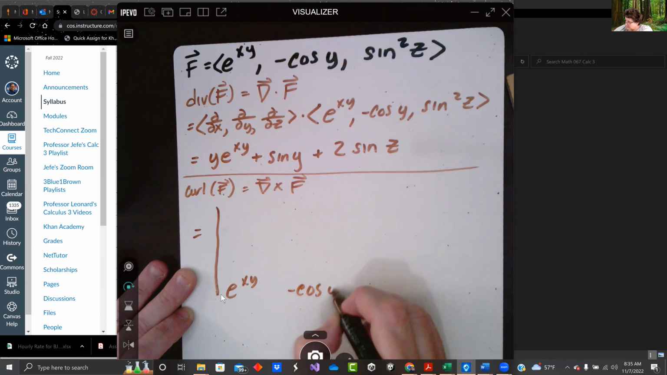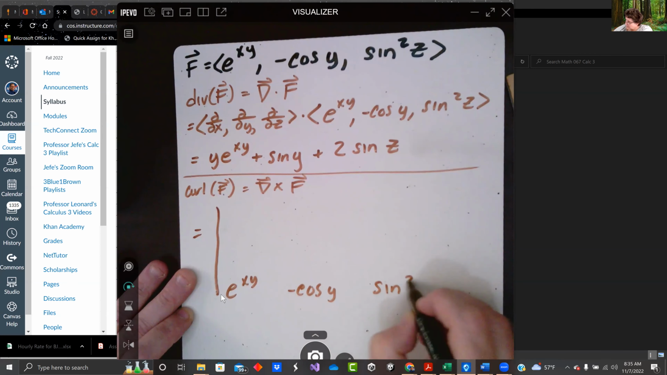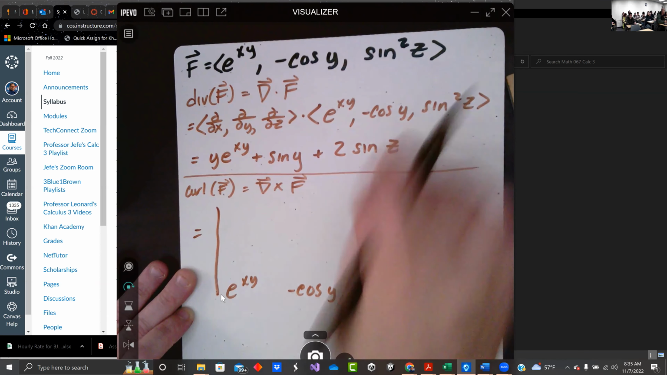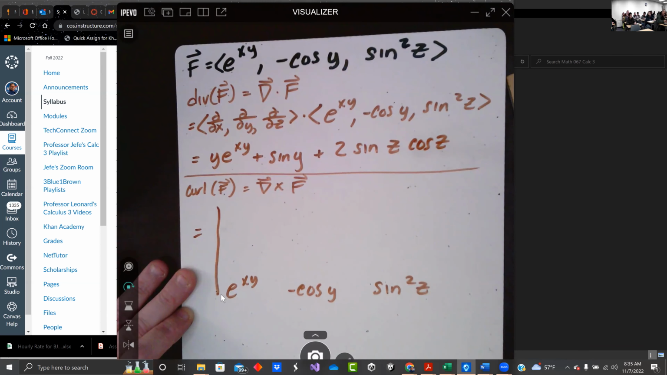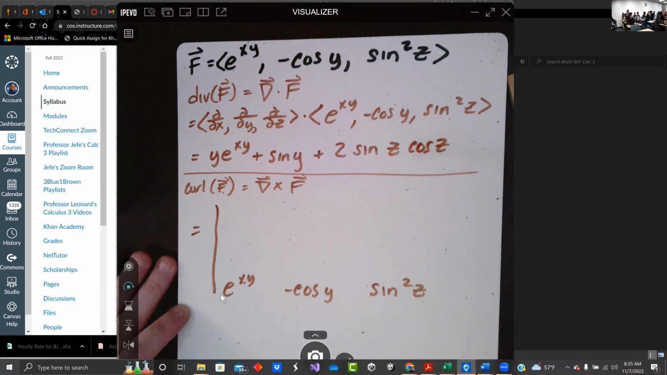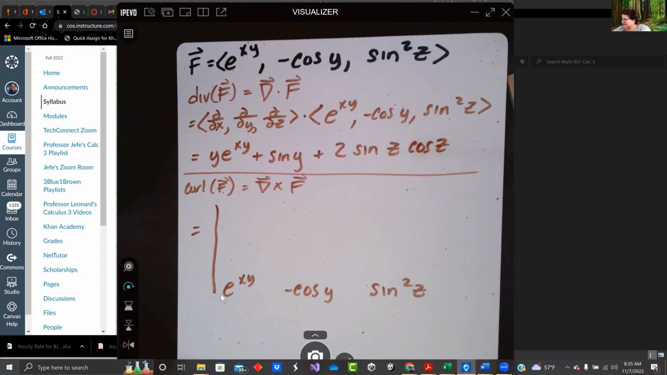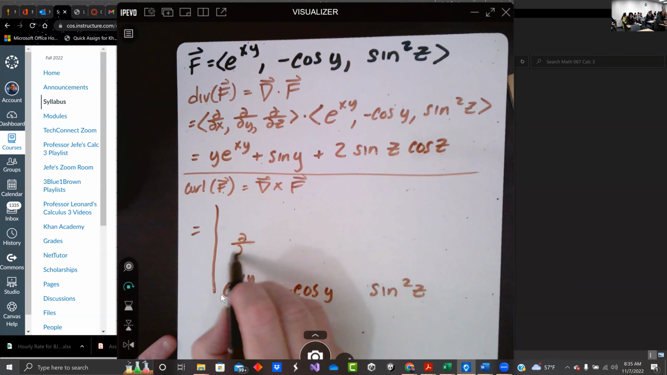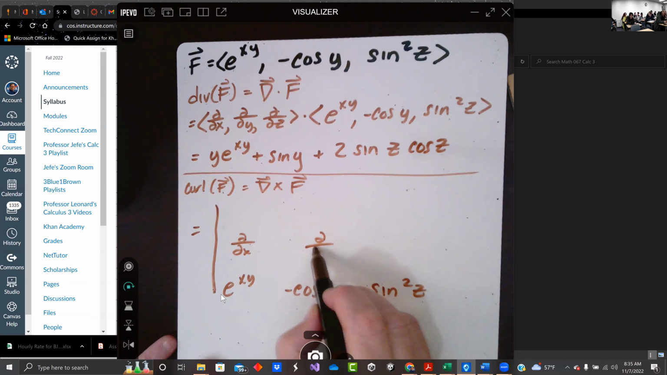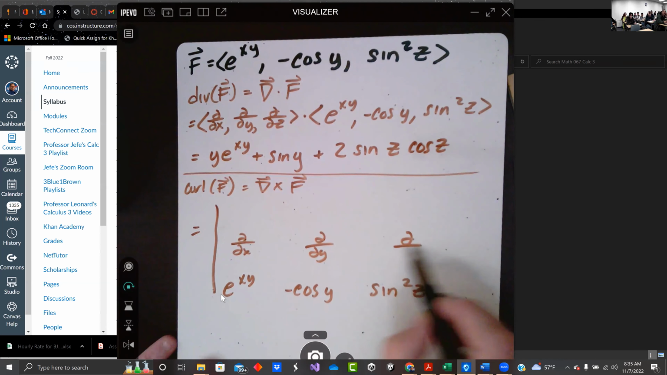Shouldn't the sine squared z be a chain? Oh, changed. You don't have a sine squared. Sorry, I didn't take the derivative right. I've gone too quick. 2 sine z cosine z. There you go. Sometimes you're positive and sometimes you're negative. And sometimes you're neutral. I mean, sometimes you're also zero.